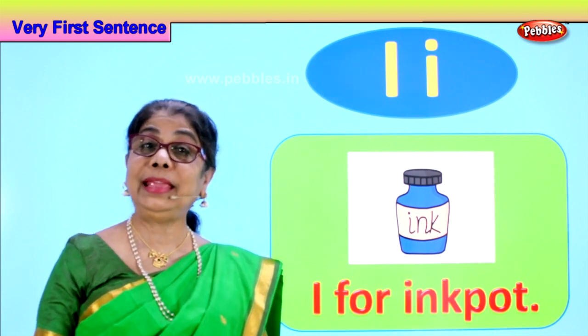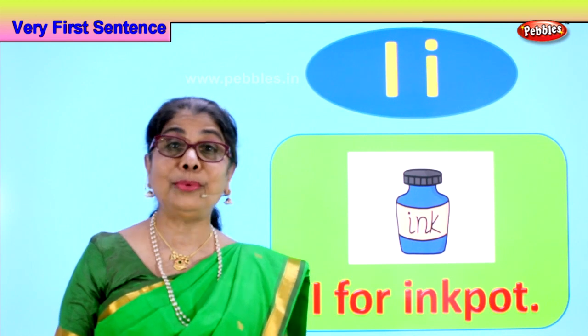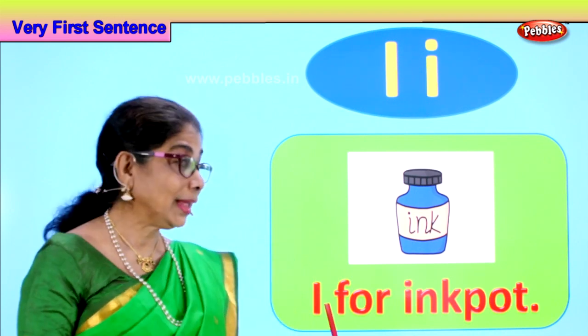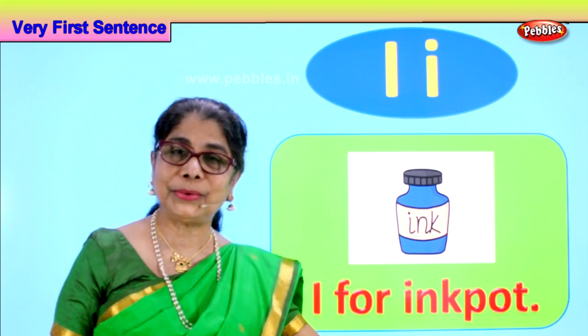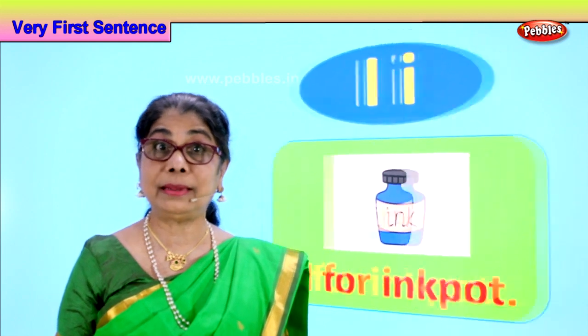Ink. You can get ink in different colors: red and green and blue and black. Yes? I for ink pot. Good. Let's go to another picture that begins with letter I.